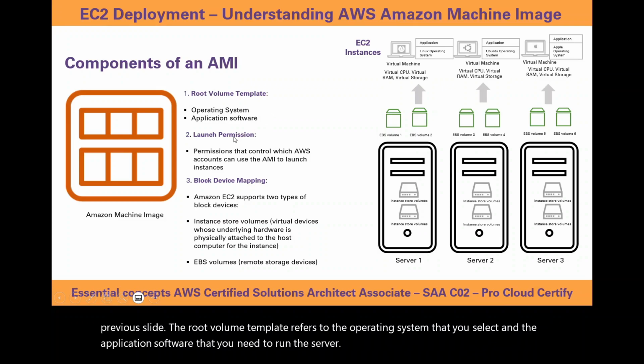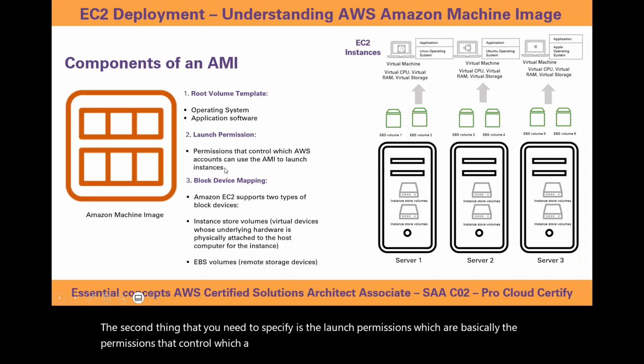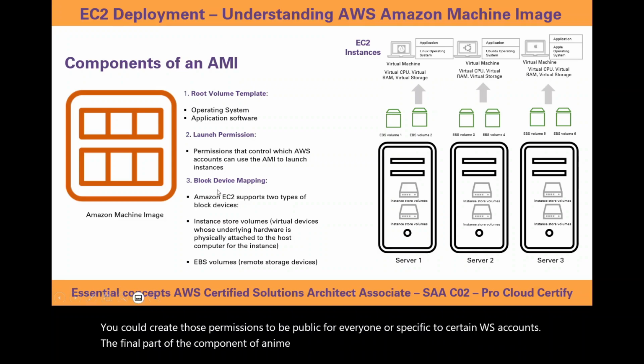The second thing that you need to specify is the launch permissions, which are basically the permissions that control which AWS accounts can use the AMI to launch instances. You could create those permissions to be public for everyone or specific to certain AWS accounts. The final part of the component of an AMI is the block device mapping.